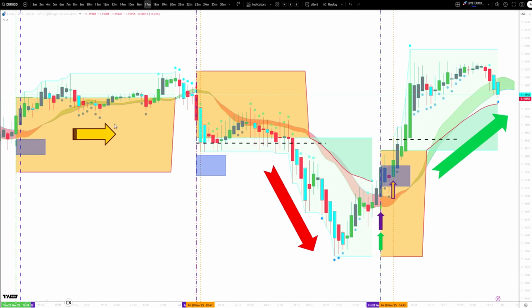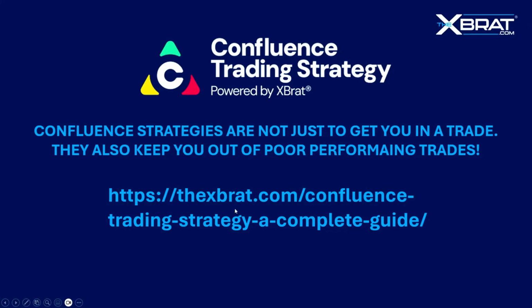But the first opportunity we didn't take because it didn't meet the rules. We didn't get full confluence. But when we did, within that 120 minutes, we had 2 fantastic trades on the Friday. So remember, it doesn't matter which trading strategy you're trading. It's not there just to find you trading opportunities. If you use it to do that, you're more likely to hit those losers as well. You've got to use it to keep you out of those poor performing trades as well.